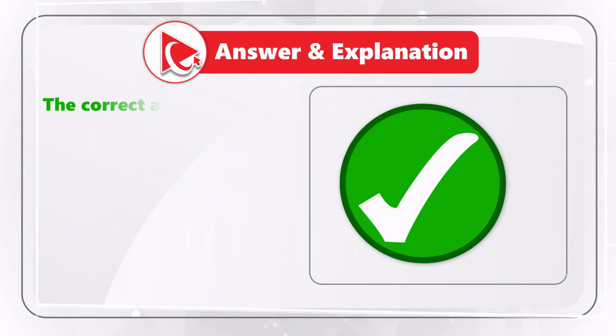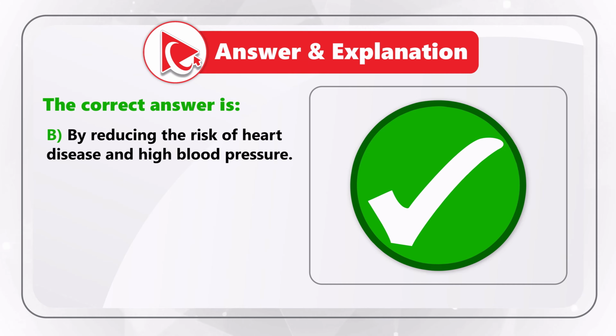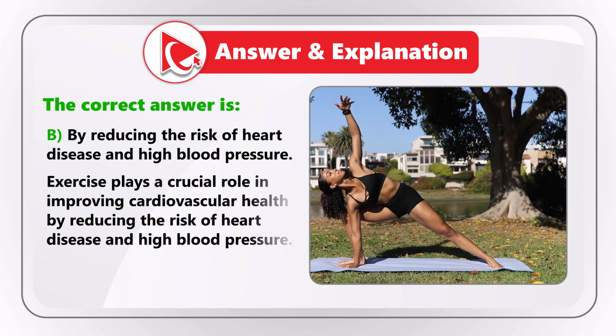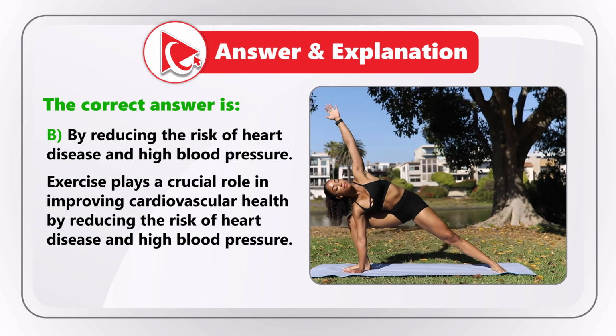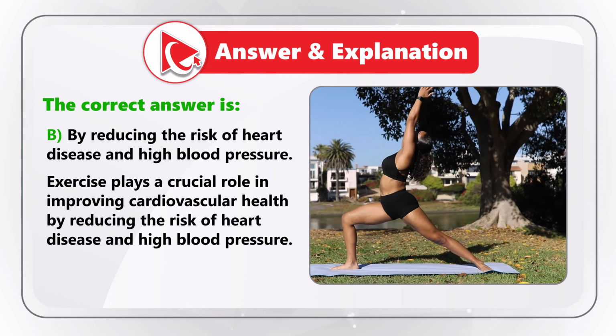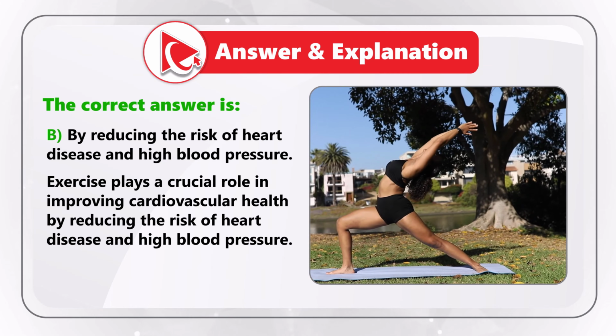So, as you might have guessed, the correct answer here is choice B, by reducing the risk of heart disease and high blood pressure. Exercise plays a crucial role in improving cardiovascular health by reducing the risk of heart disease and high blood pressure, as well as promoting overall physical and mental well-being.